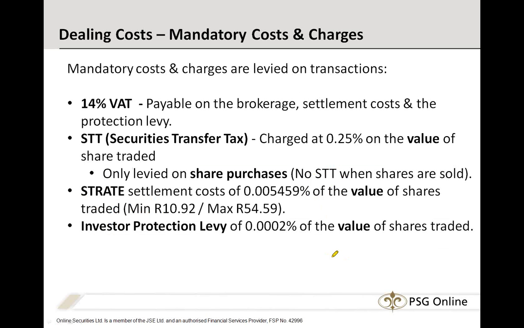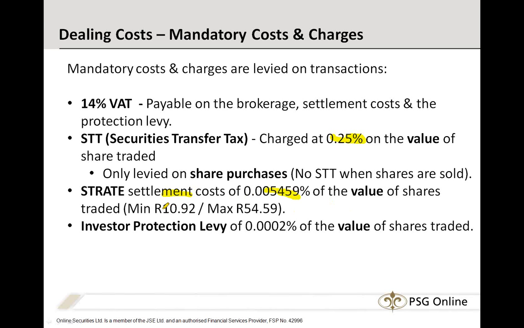Obviously, you've got brokerage and also a lot of other mandatory costs like VAT, securities transfer tax, and VAT is payable on brokerage, settlement costs, and the investor protection levy. Securities transfer tax is a government levy. It's charged at 0.25% of the value of the transaction. Remember, it's only on the purchase, not on the sale.